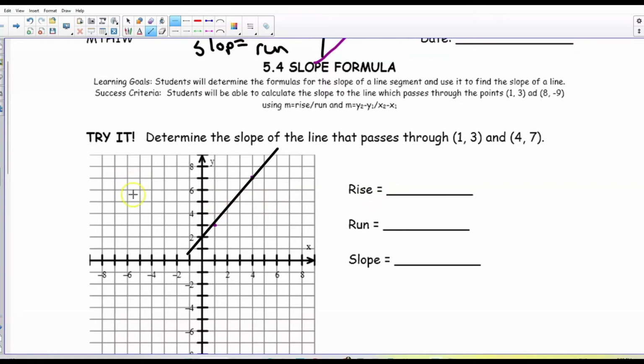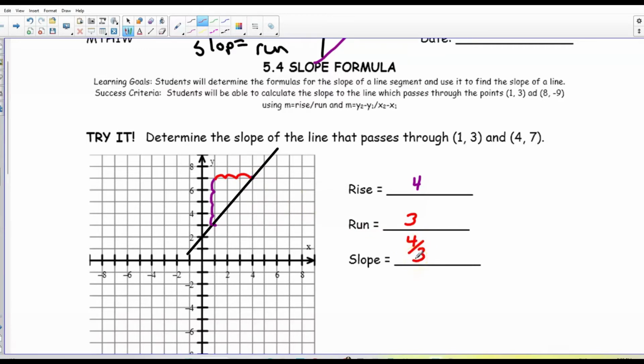So we're going to determine the slope. Let me get my pen back. I'm going up 1, 2, 3, 4. So my rise is 4. And my run, I'm going to change colors for a second, my run is 1, 2, 3. So my run is 3. So my slope is 4 over 3.